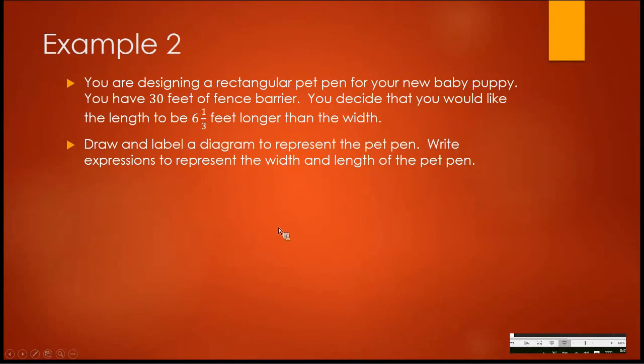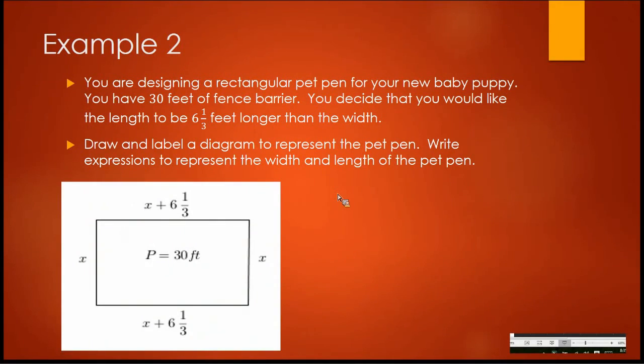Example 2. You are designing a rectangular pet pen for your new baby puppy. You have 30 feet of fence barrier. You decide that you would like the length to be 6 1/3 feet longer than the width. We want to draw and label a diagram to represent the pet pen, and then write expressions to represent the width and length of the pet pen.